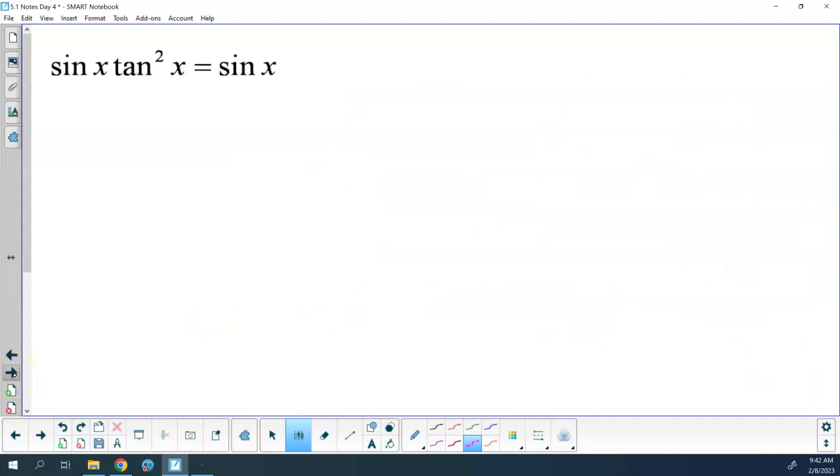Oh, I like this one. You try it. So the classic math mistake here is you see sine on the left side, you see sine on the right side, so you should just be able to do this. Right?